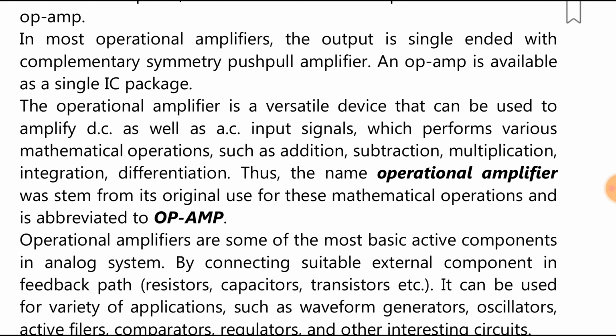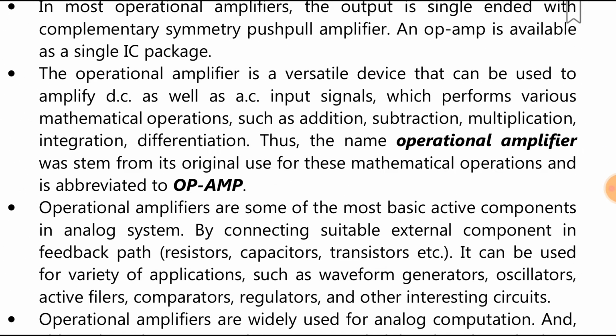So what is the definition of op-amp? Op-amp is a versatile device that can be used to amplify DC as well as AC input signals, and performs various mathematical operations such as addition, subtraction, multiplication, integration, and differentiation. Thus, the name operational amplifier stemmed from its original use for these mathematical operations and is abbreviated to op-amp.